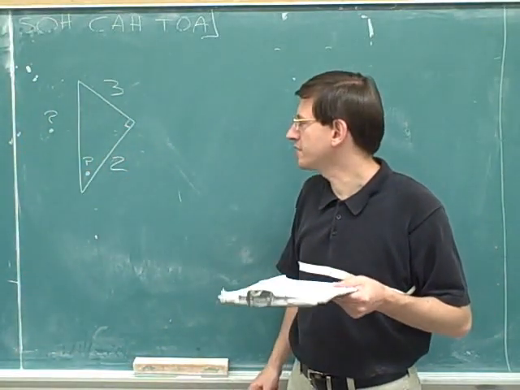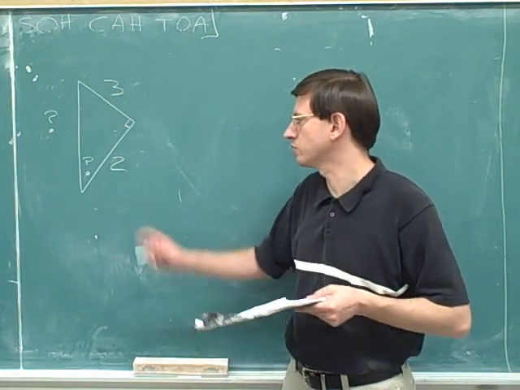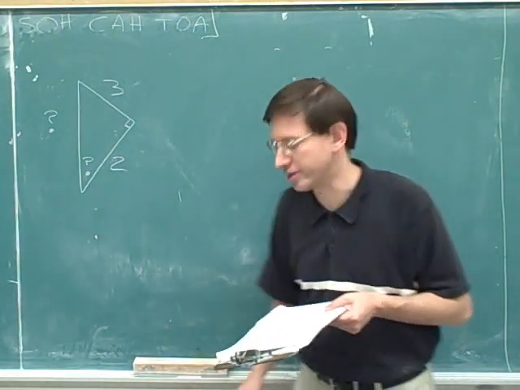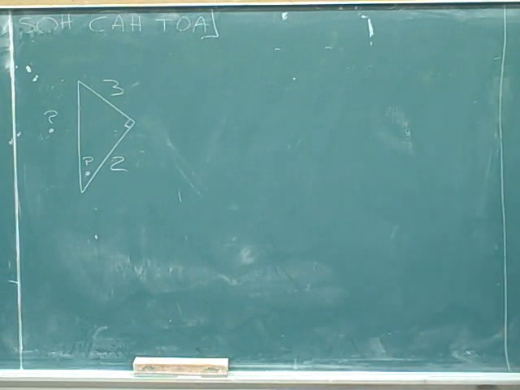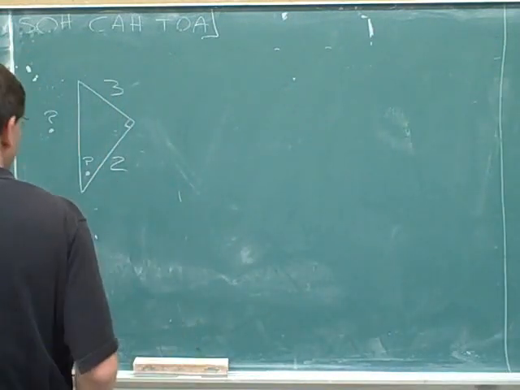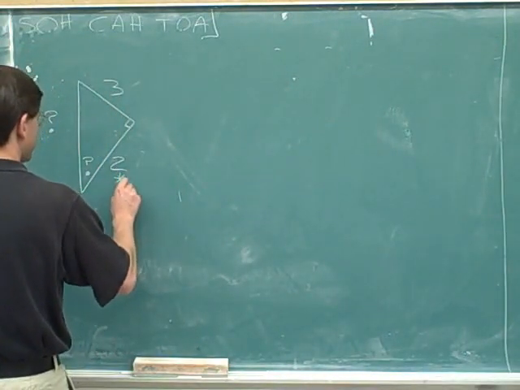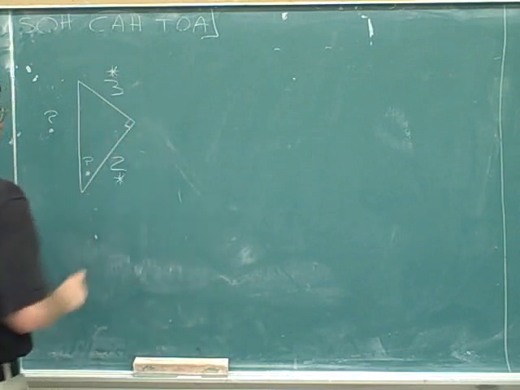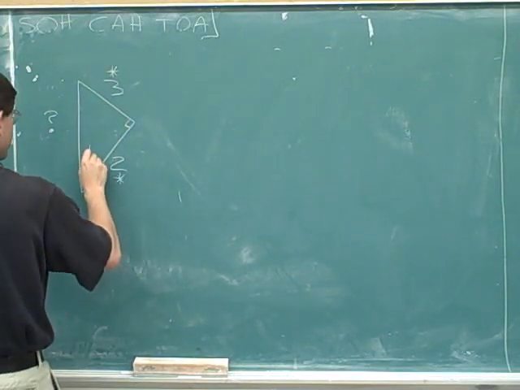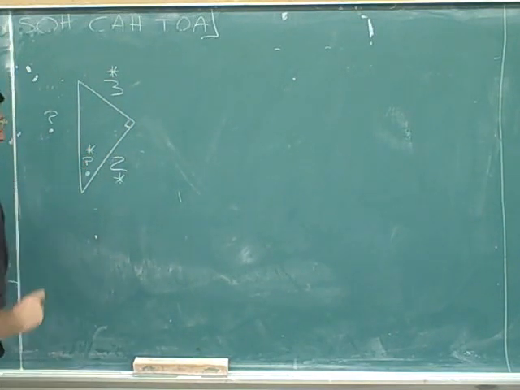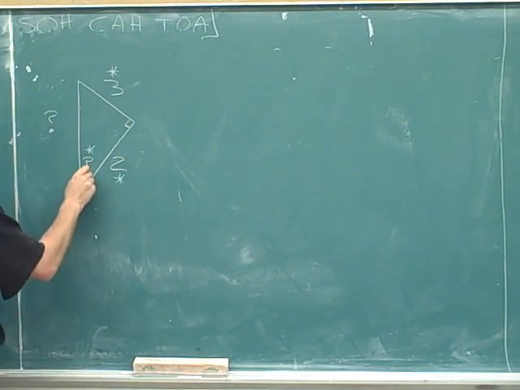Here's another problem. Please try to figure out the two quantities that are indicated by question marks here. Well, we can use asterisks to indicate the information we were originally given that we're going to use to solve the problem. And I'll also put an asterisk for this angle. Now, this asterisk does not mean that we're given this angle.